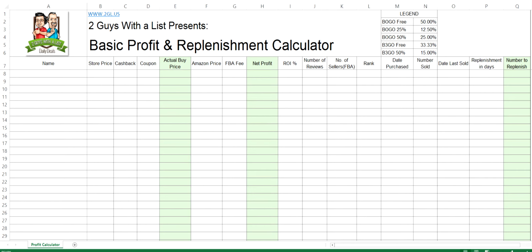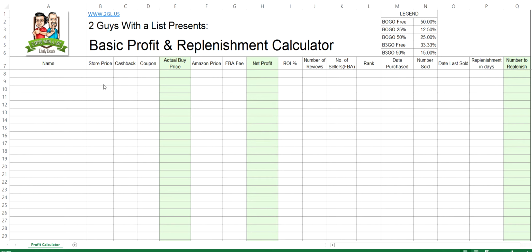Joel here from 2GL. Today I want to introduce to you a little tool I've put together which I hope can help you out. It's basically just a very simple profit calculator combined with a little bit of a calculation to help you work out roughly how many units of a product you should be sending into Amazon each replenishment cycle. Okay, so without further ado, let's go have a look at it.